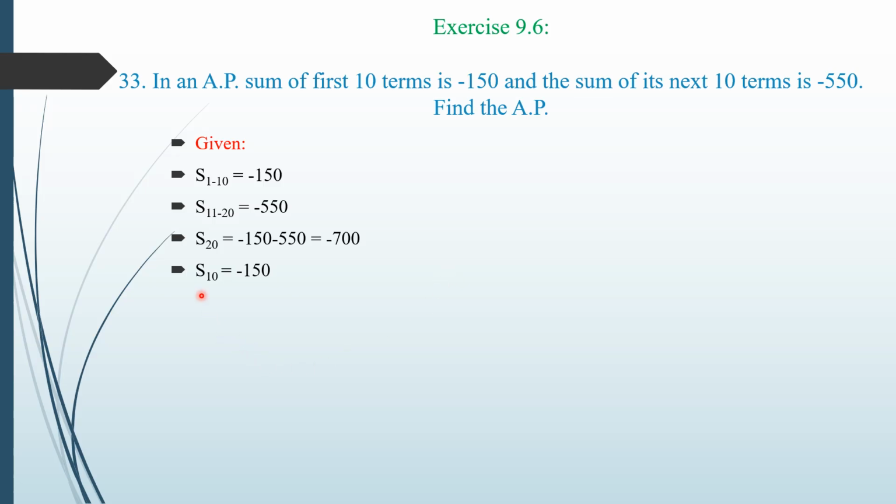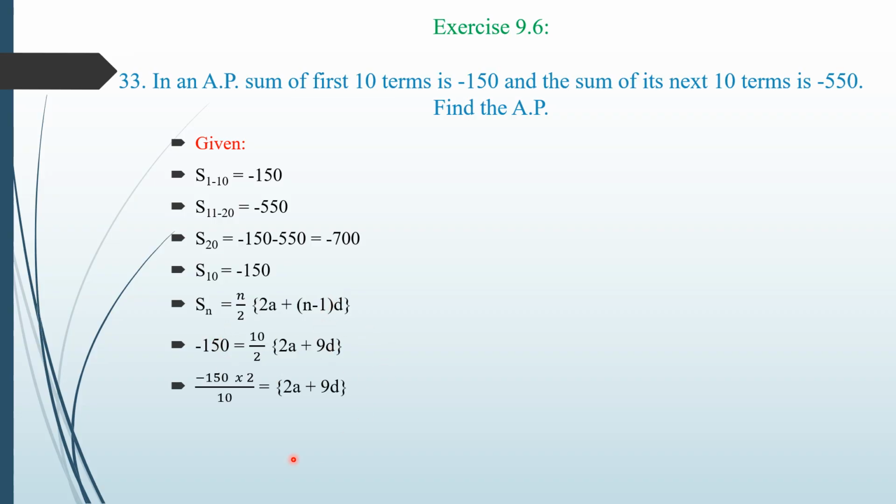Now we know that sum of first 10 terms of this AP is minus 150. Using this formula, Sn equal to n by 2 into 2a plus n minus 1 into d, I'll substitute all the available information. In place of Sn, I'll substitute minus 150. In place of n, I'll substitute 10. In place of a, I'll keep it as it is because I don't know the value of a. And in place of n, again I'll substitute 10. This will be 10 minus 1, that is 9 into d, that is 9d.